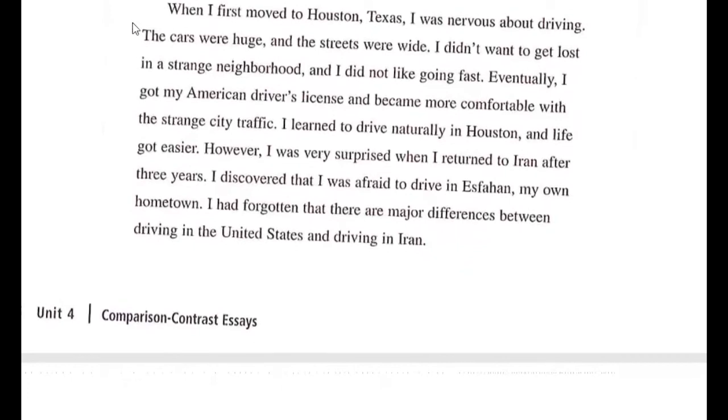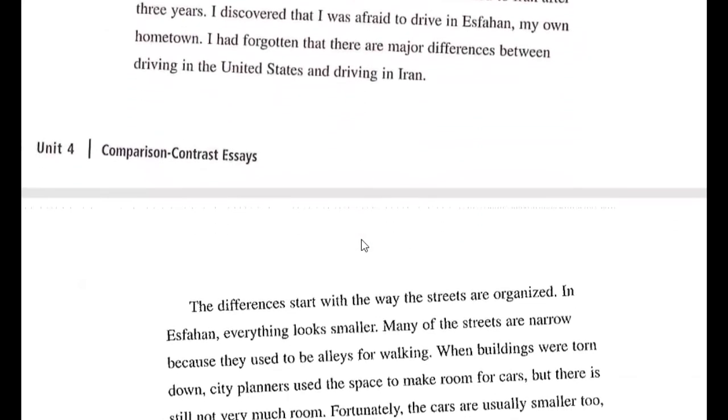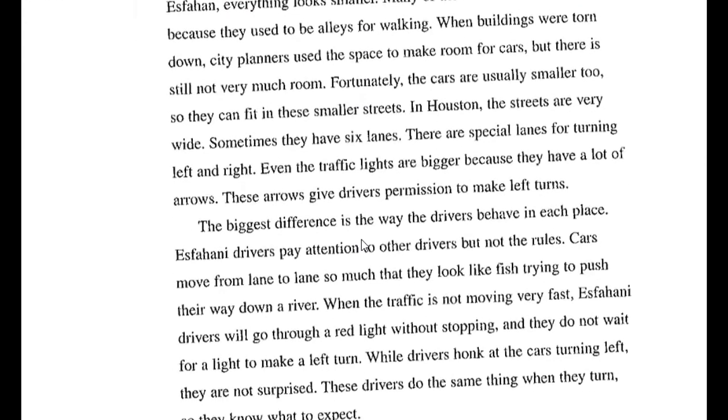Okay, so you can see the general statement, and then the writer ends with the thesis statement at the end of the introduction. You see, I had forgotten that there are major differences between driving in the United States and driving in Iran. Okay, move to the differences.